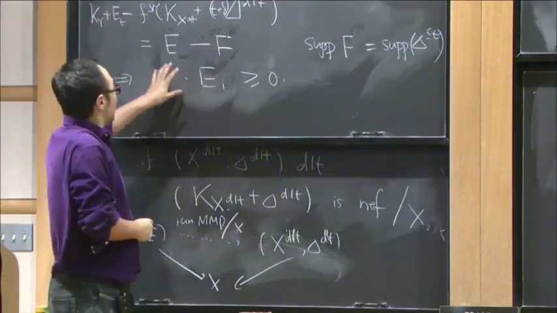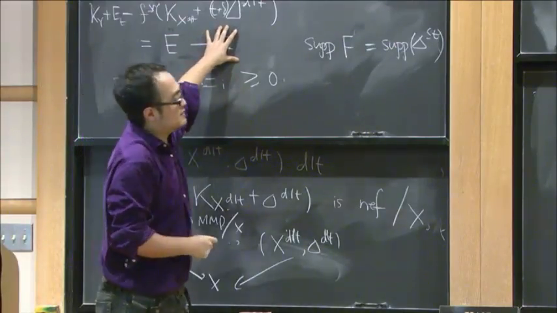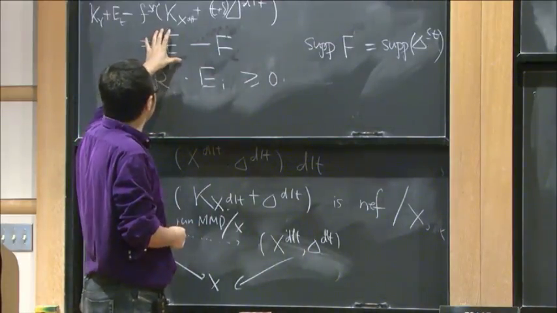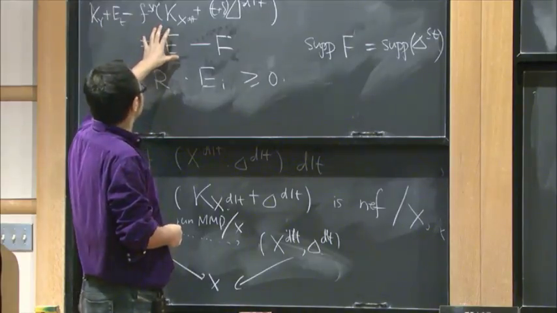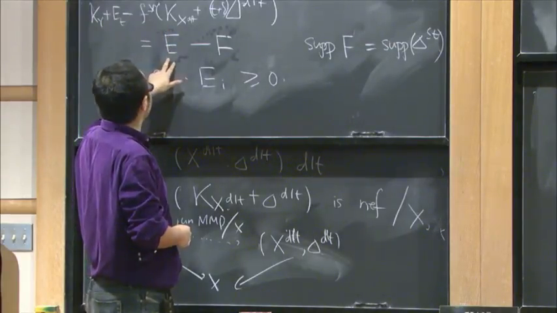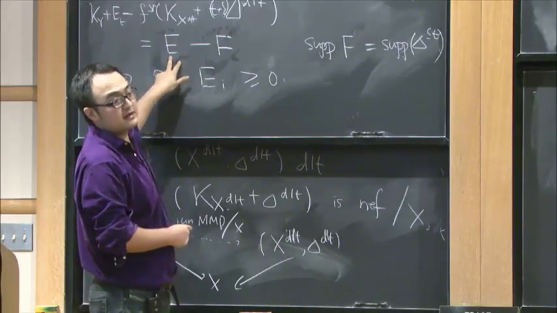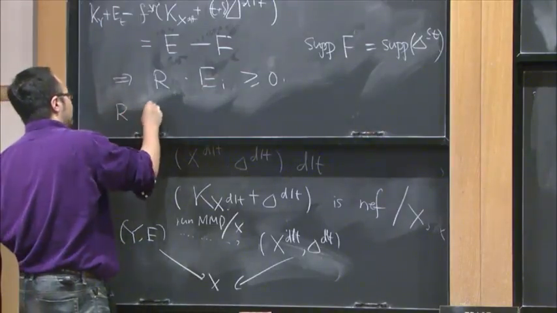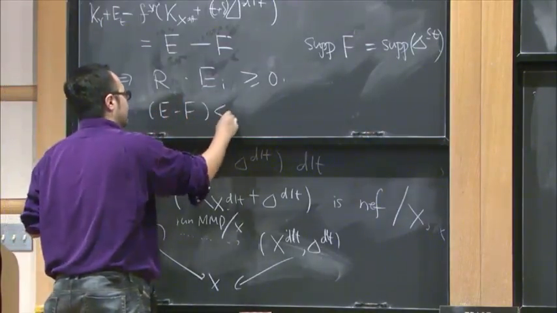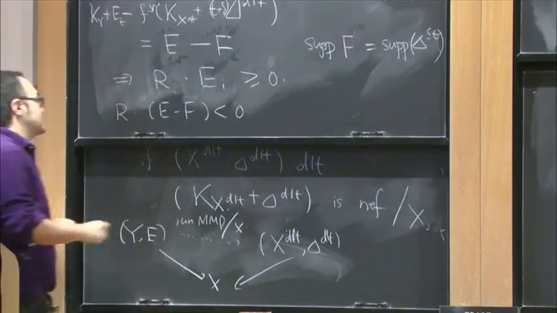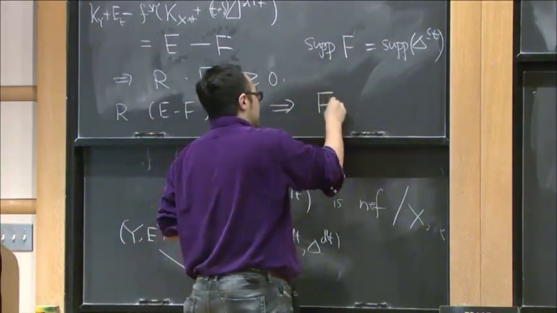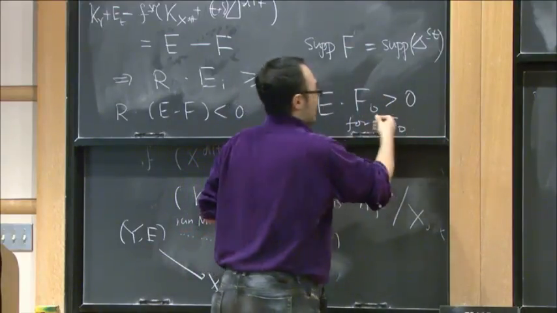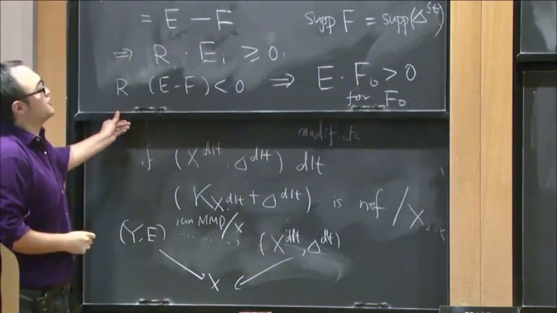Because, as I said, if you change the strata of F, that just means the exception locus, the flipped locus, actually is not entirely contained in E. So particularly you got this one. But we know that R dot (E minus F) is negative, because that's my MMP. So particularly that implies E dot F0 is positive for some F0. And this is actually, you will say, a crucial thing.